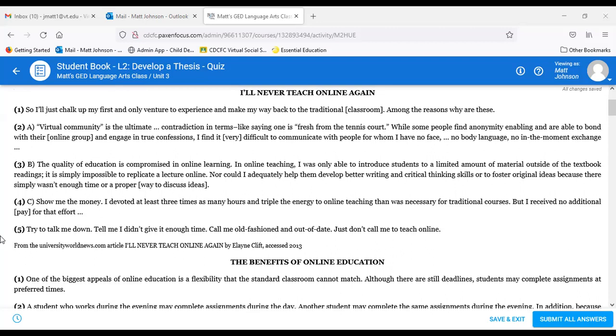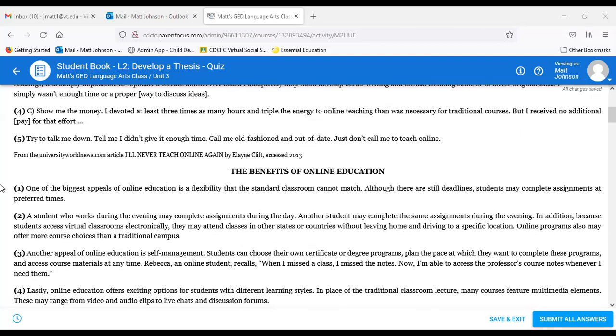And that was from the universityworldnews.com article, I'll Never Teach Online Again by Elaine Clift, accessed 2013. So that should feel pretty familiar.